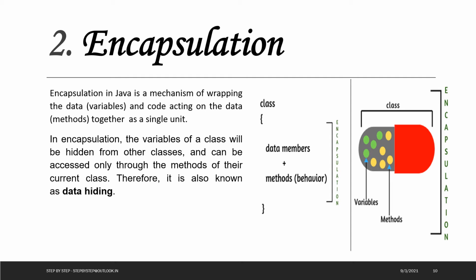So the user will not be directly able to see the contents inside the capsule. If you need to see the contents, you need to break the capsule. Similarly in Java, if you need to access the variables or see the data from the variables, you cannot directly see them from outside the class. If you need to see it, you need to go through methods and access the data variables from the methods itself. So that's how encapsulation works in Java.